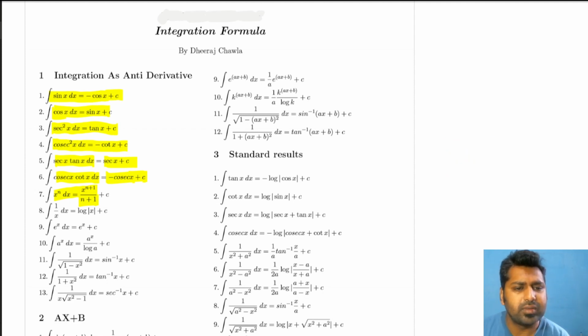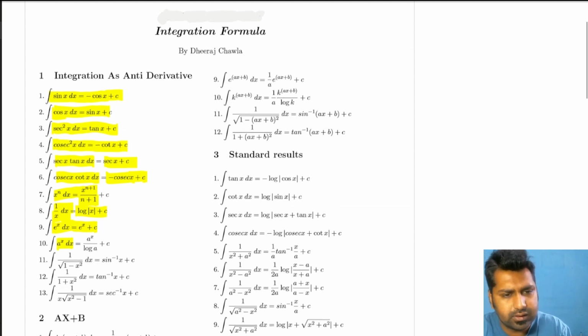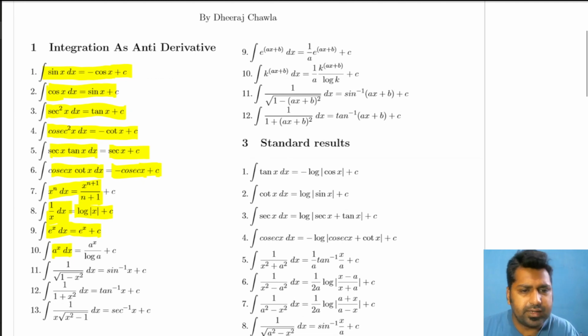Then integration of 1 by x is log mod x, because the quantity present inside the log cannot be negative. So just to make sure, that's mod x. Then e raised to power x differentiation is e raised to power x. So integration of e raised to power x is also e raised to power x. For a raised to power x, suppose instead of a there is some number 2, 3, 4, 5, something like that. In that scenario, integration of a raised to power x is a raised to power x upon log a. In differentiation, it was a raised to power x into log a. So you need these 10 results in the beginning. These 10: the basic trigonometric ones, x raised to power n, 1 by x, e raised to power x, and a raised to power x. We'll start with these, and as we progress, we'll go through the remaining formulas also.